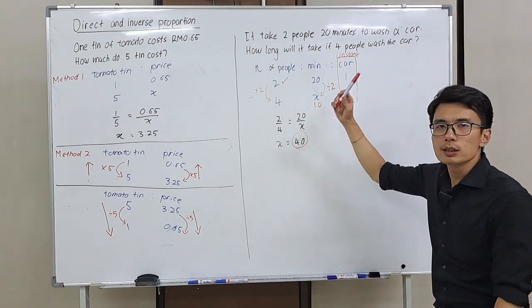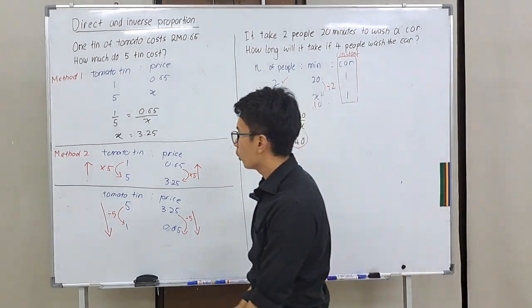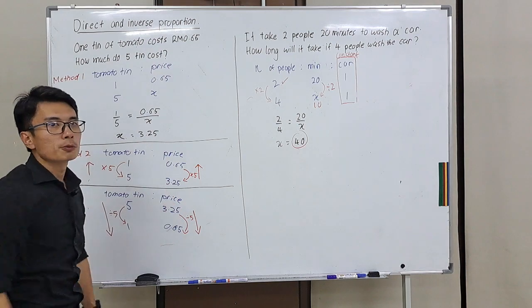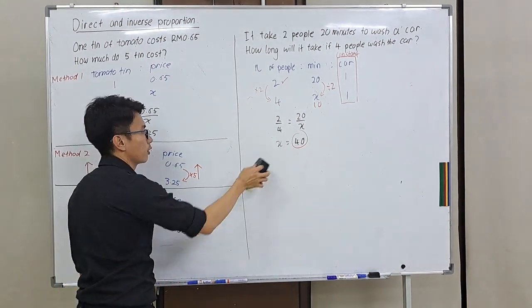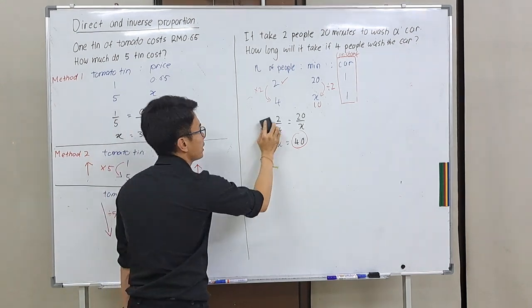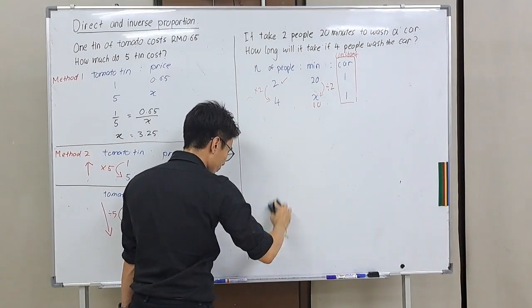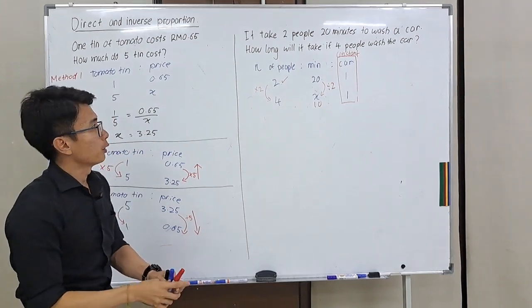Okay, so what is this? Now this is what we call an inverse proportion, all right? Now we know that this is wrong, so let's erase this first, okay? Now again, what's inverse proportion?